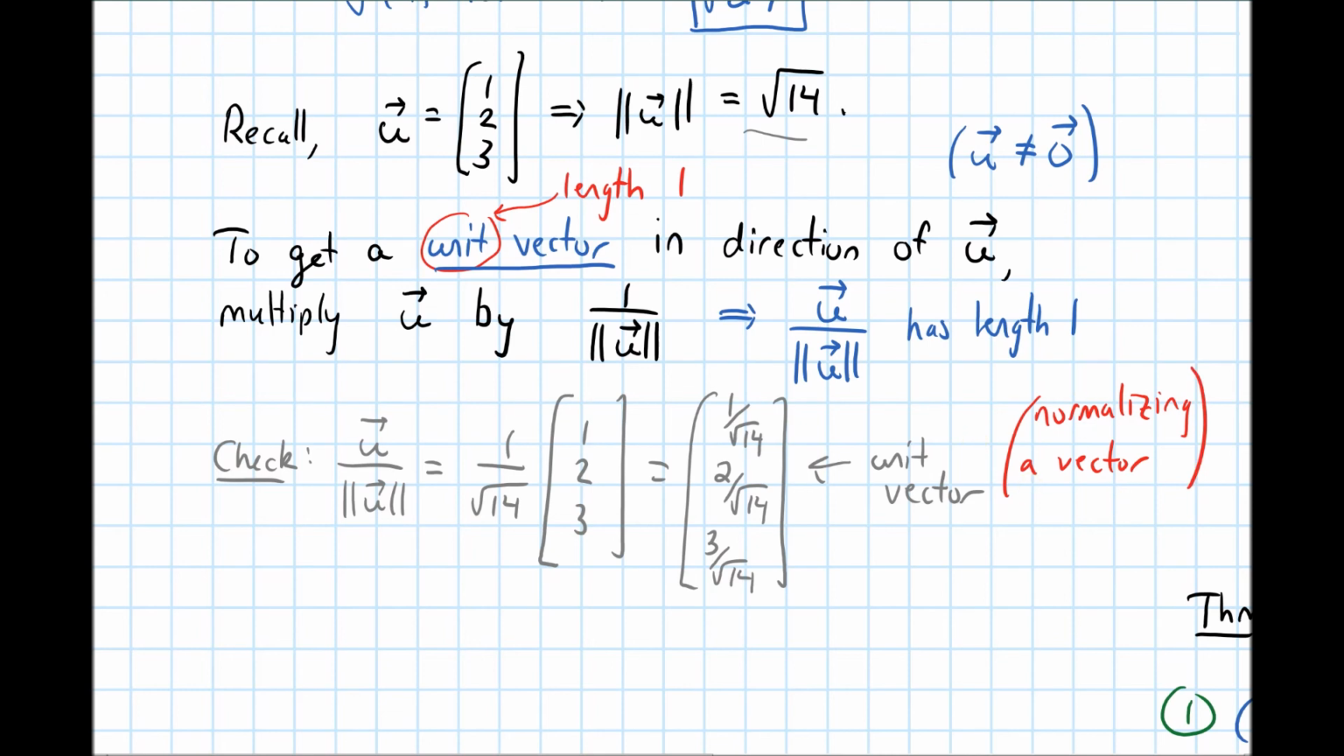If you guys have taken multivariable calculus before, some of the terms that we've talked about in this section should be familiar. Things like normalizing a vector are things that we typically do in multivariable calculus as well.